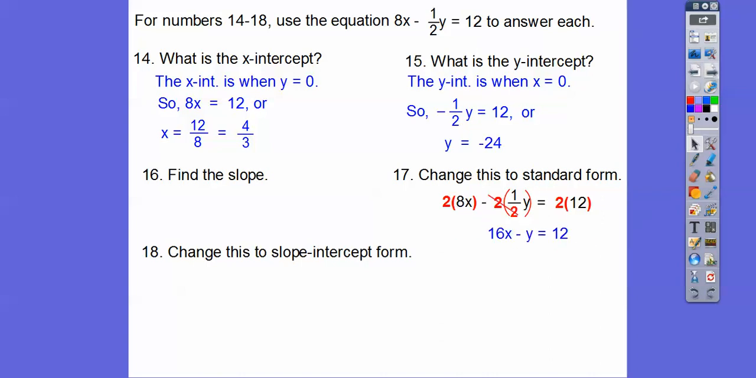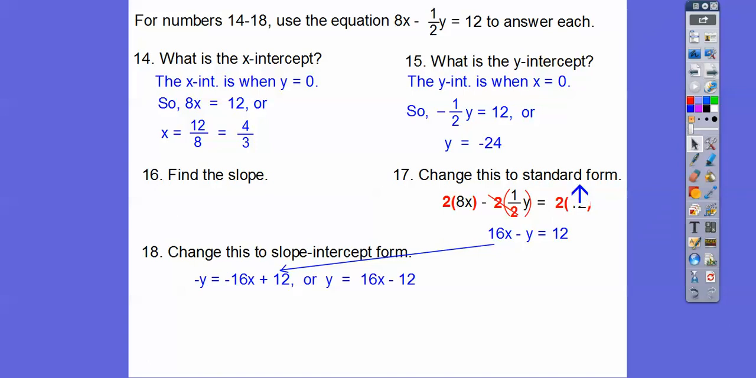And our slope is right there staring at us. The slope is opposite A over B. So we have negative 16 over negative 1, which is positive 16. Or we can just convert this over here to slope-intercept form. If we did that, the slope is staring at us right there. So what I did is I subtracted 16x on both sides. Then we'll divide everything by negative 1, change all the signs. So there's the slope right there.